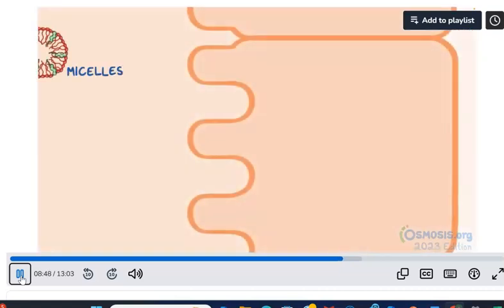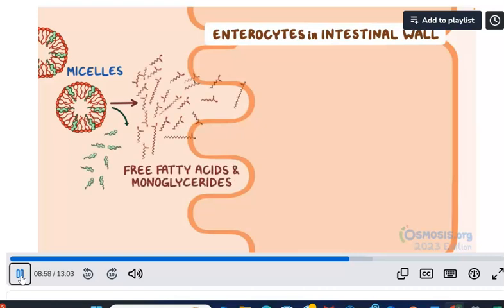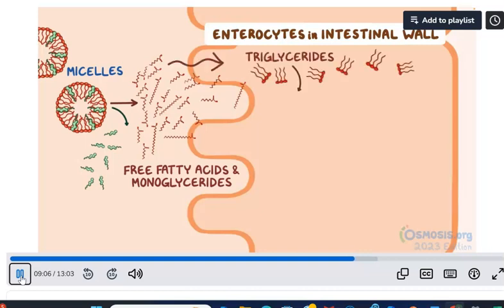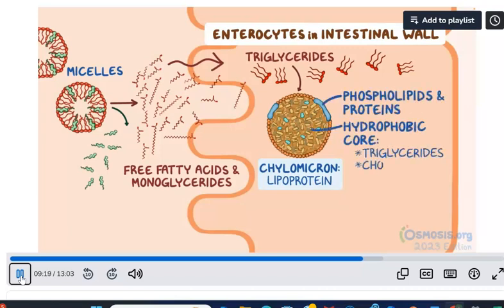The micelles glide through the watery environment of the intestinal lumen and reach the enterocytes in the intestinal wall. When they get to the enterocytes, the micelles release the fatty acids and monoglycerides, which diffuse into the enterocyte. Inside the enterocyte, the fatty acids and monoglycerides reassemble into triglycerides, and these get packed into a larger structure called a chylomicron. The chylomicron has lipids and proteins, so it's a lipoprotein. It has an outer membrane with phospholipids and proteins, and a hydrophobic core that has triglycerides, cholesterol, and fat-soluble vitamins A, D, E, and K.